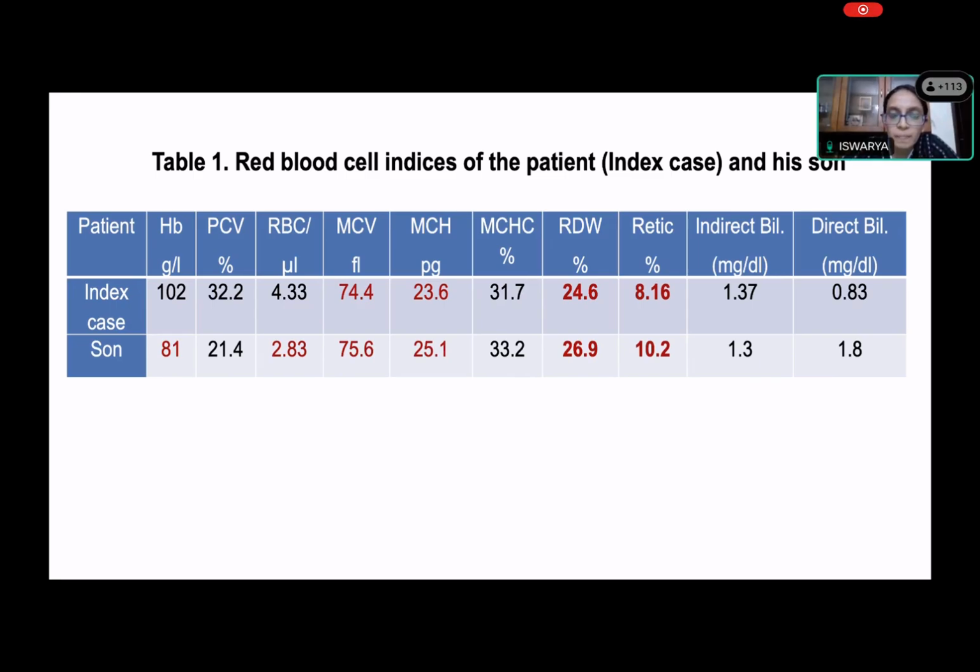The father is, yes. So the father is the index case here because he has come with a major presentation. So the son is just getting identified early because the father is symptomatic kind of. Now, Dhruva said about that MCV, MCH being low specifically for a hereditary spherocytosis. Would you agree with that?